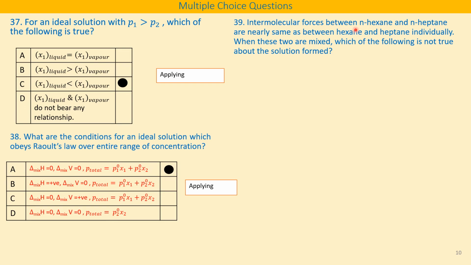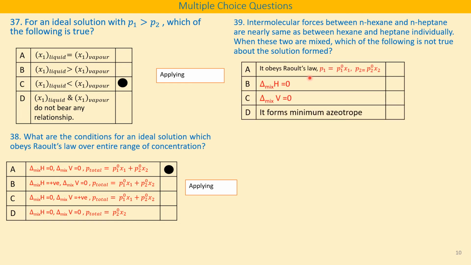Intermolecular forces between n-hexane and n-heptane are nearly the same as between hexane and hexane, and heptane and heptane individually. When these two are mixed, which of the following is not true about the solution formed? Four options are given. Option A, it obeys Raoult's law: P1 is equal to P1 naught x1, P2 is equal to P2 naught x2.